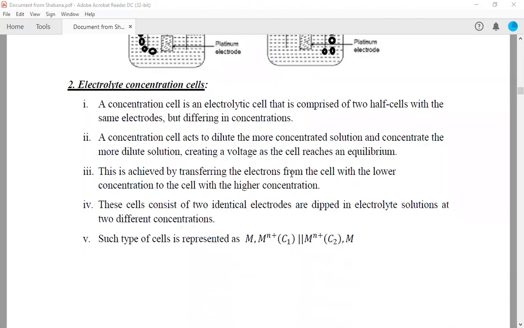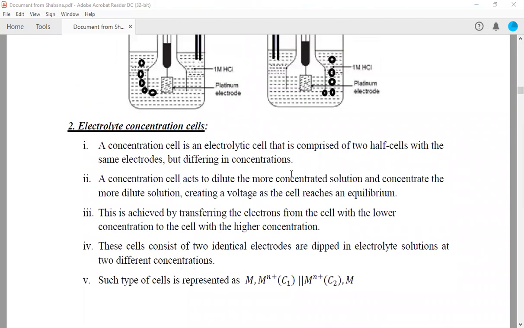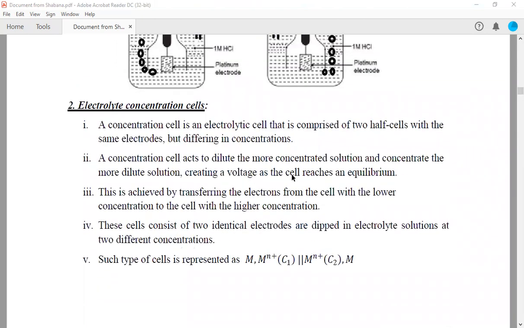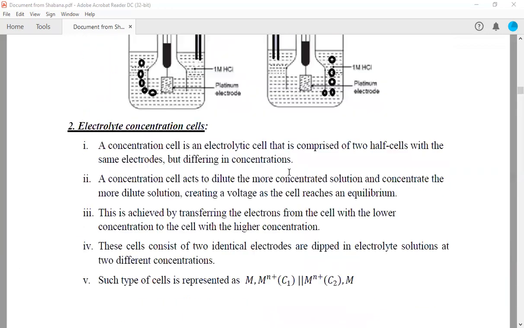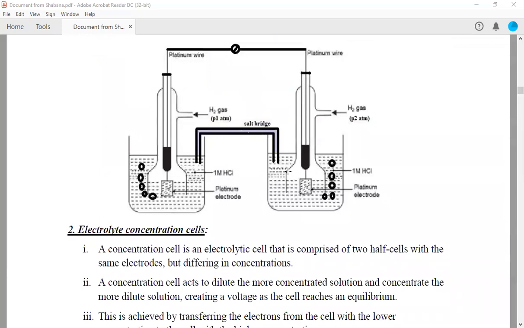Coming to the electrolyte concentration cell, which I will discuss in the next lecture.